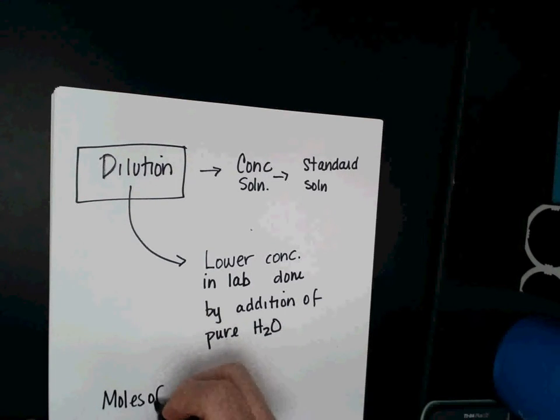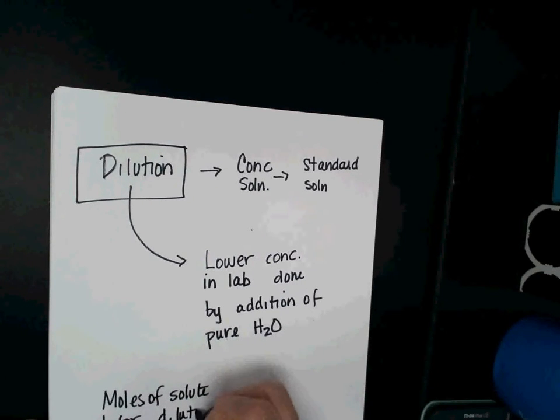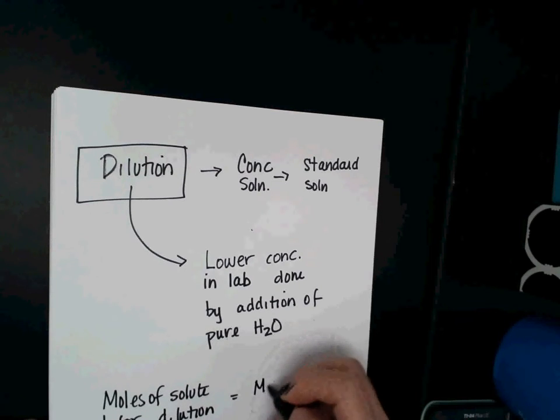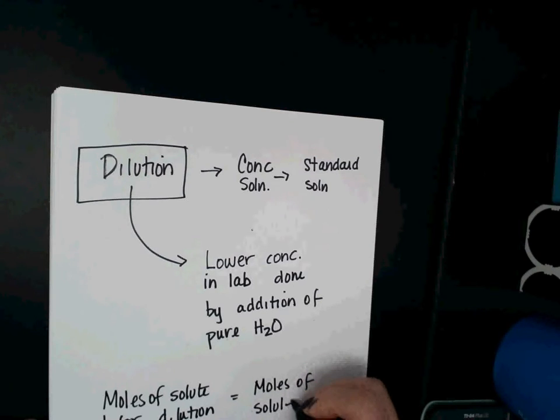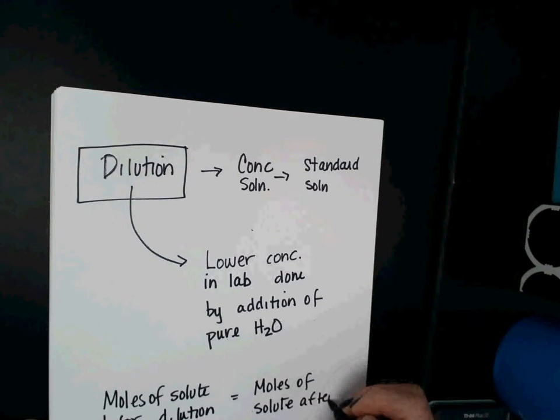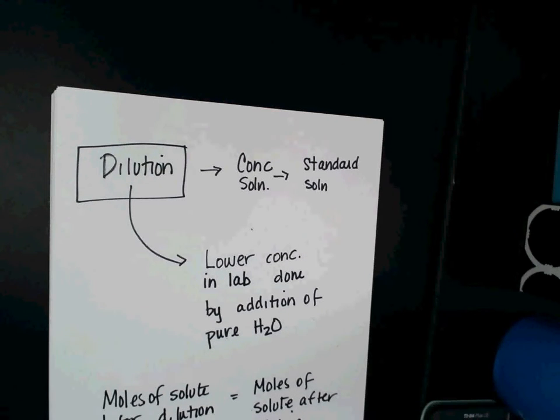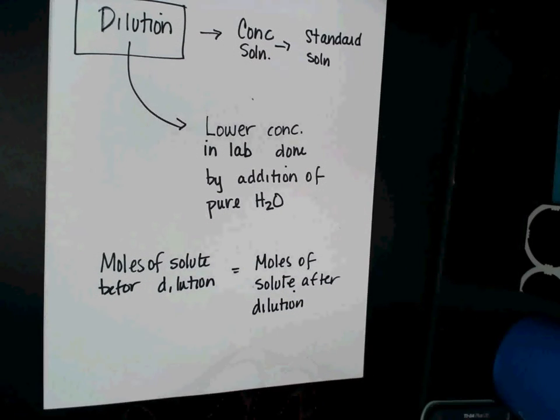So basically, I can set this up as moles of solute before dilution equal moles of solute after dilution. So I don't change the concentration of moles. I don't change how many moles are there.